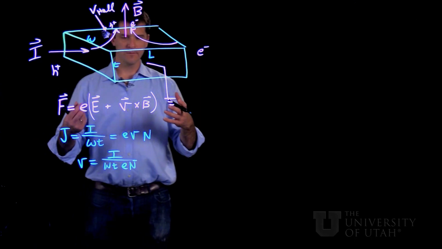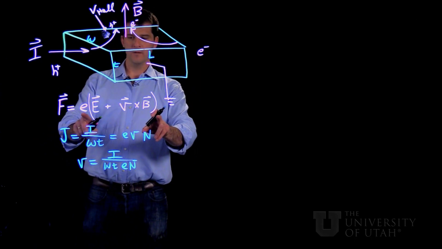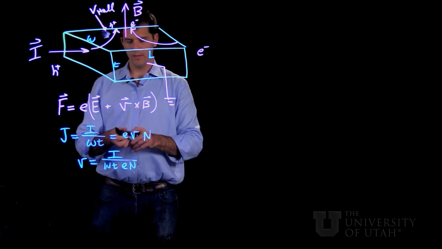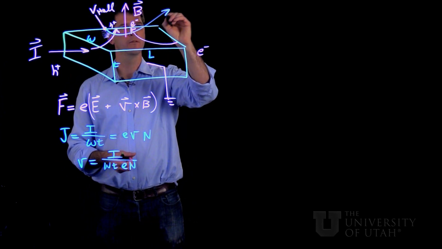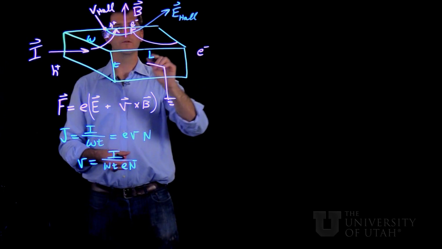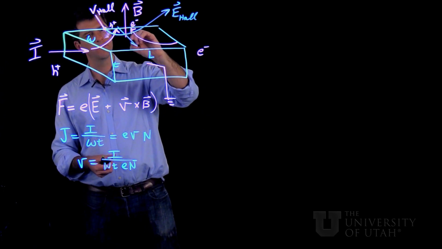Now we're going to, as I said, seek a steady state solution. In steady state, the two forces here are going to be balanced. And the force I'm talking about is actually arising from the E field set up by the Hall voltage. So this E field for holes would point in this direction.